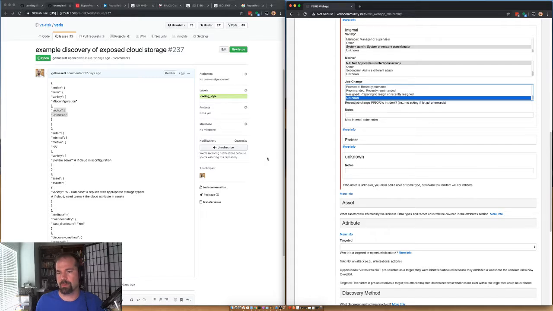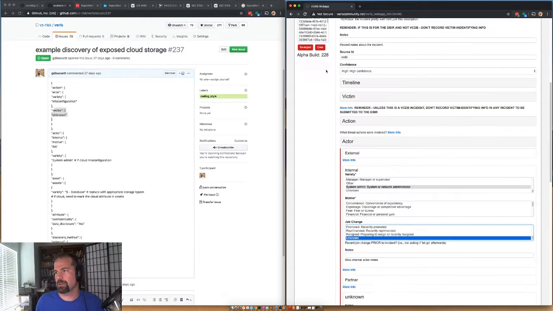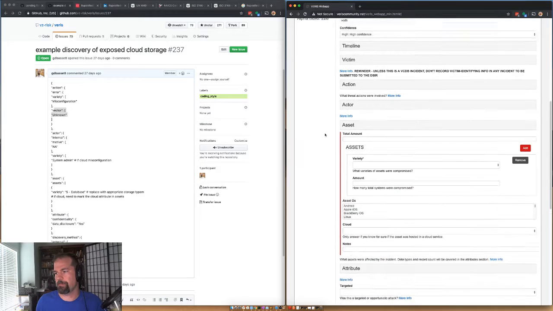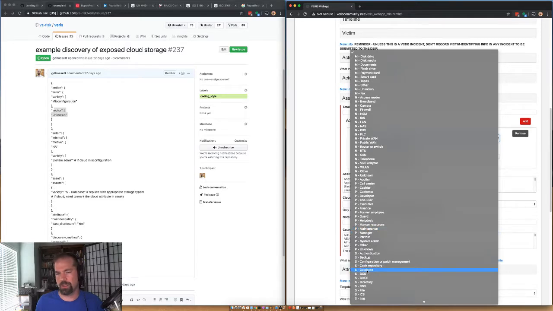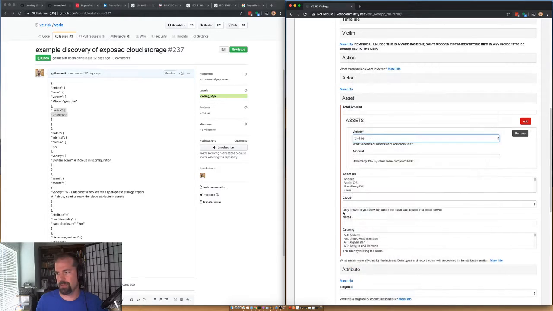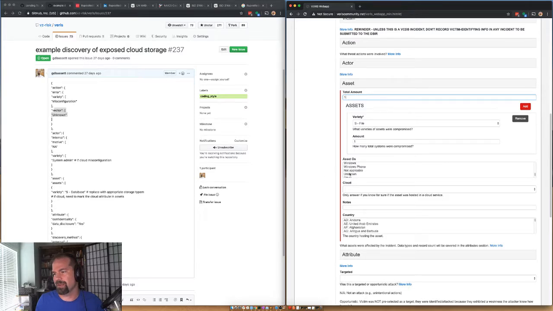And then our assets, go back up here and close actor. Assets, we have one storage. We'll use a file because this wasn't a database. Sometimes these are something like a MongoDB database or such. But as far as we know, there was one storage bucket that was open. Operating system, not really applicable for cloud storage.